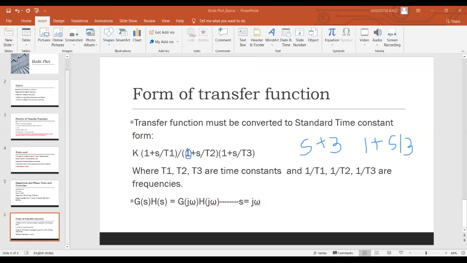Now G(s)H(s) must be replaced with G(j omega) into H(j omega). We substitute s is equal to j omega because we are not interested in the real part of s. We are interested in frequency part of s, imaginary part of s, because we are plotting frequency. Okay. So now what we have learned till now is, I'm just going to put all the slides back. Just let us revise what we did.